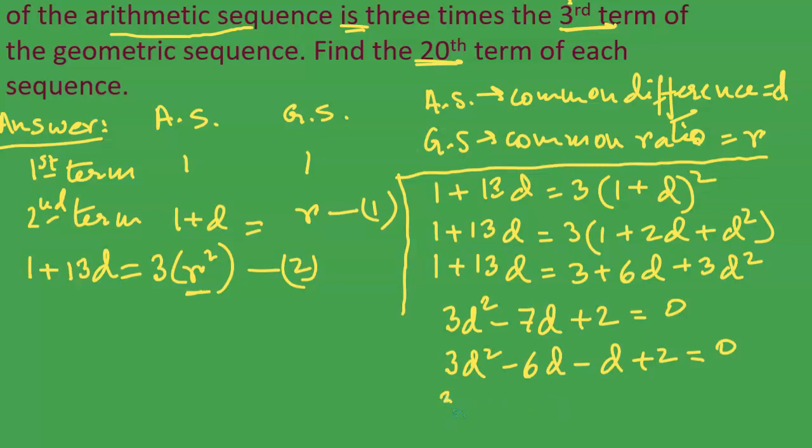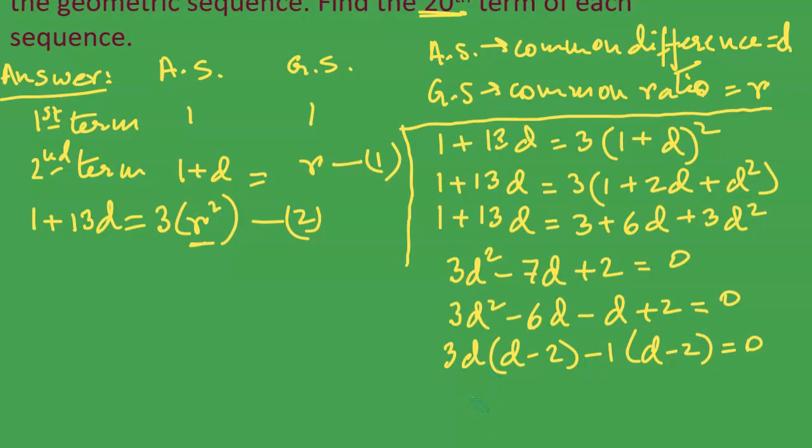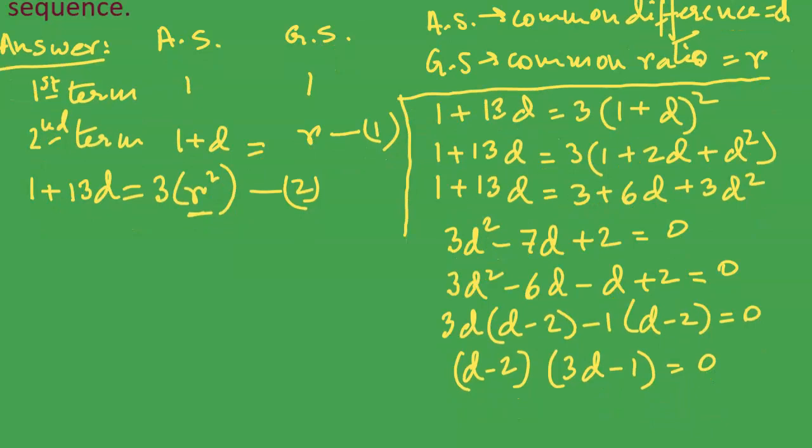or 3d(d minus 2) and minus 1(d minus 2) is equal to 0. Okay, therefore d minus 2 or 3d minus 1 is equal to 0, giving us the numerical value of d as 2 or 1 over 3.